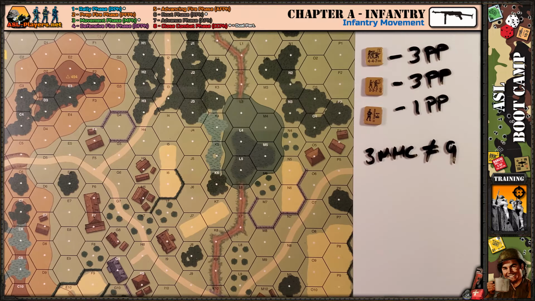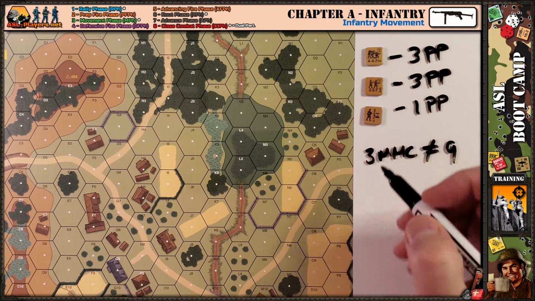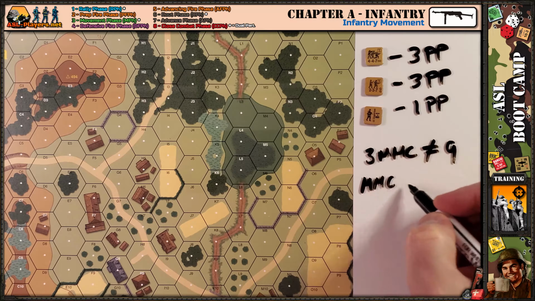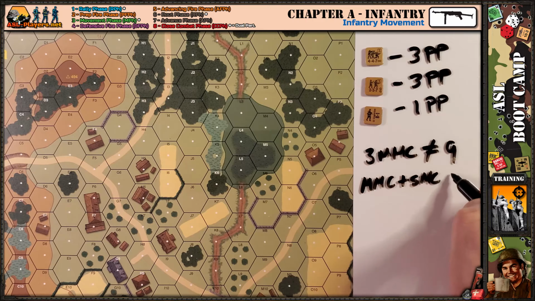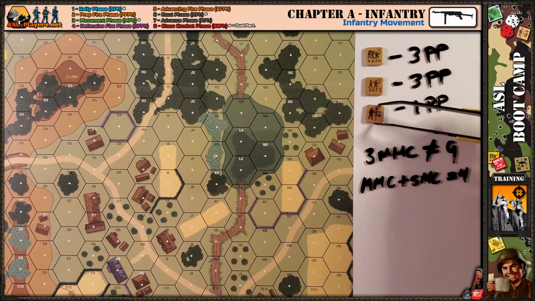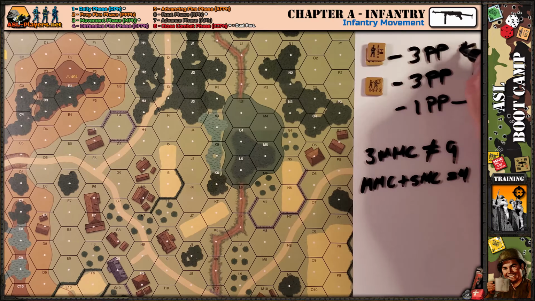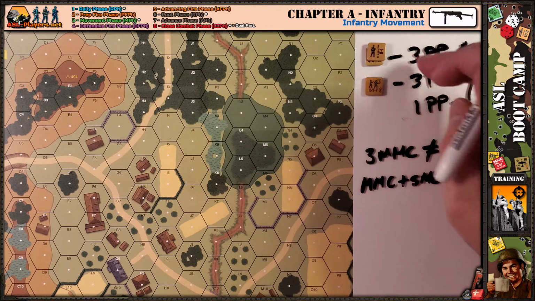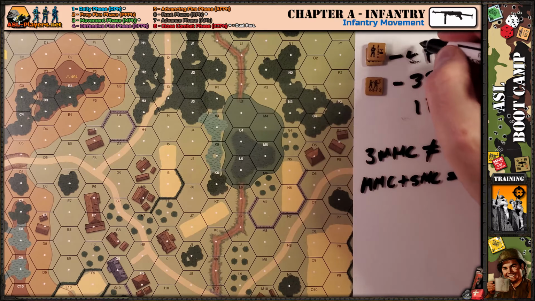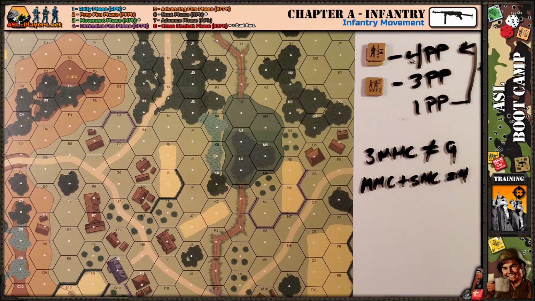They can't combine portage points up, but a multi-man counter plus a single man counter, they can. That equals 4. So if you have a leader stacked with a squad, he can take his 1 portage point and add it to that squad, giving it 4 portage points. That's the only time you can combine portage points, allowing them to carry more equipment with less of a penalty.